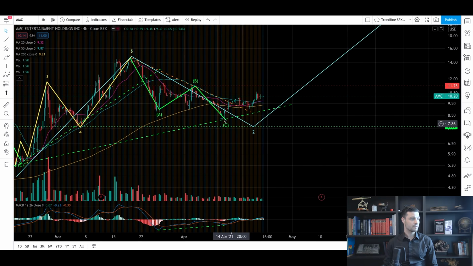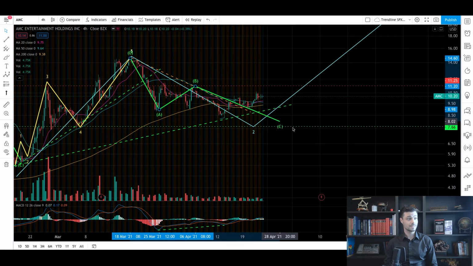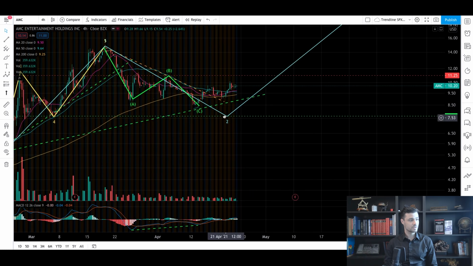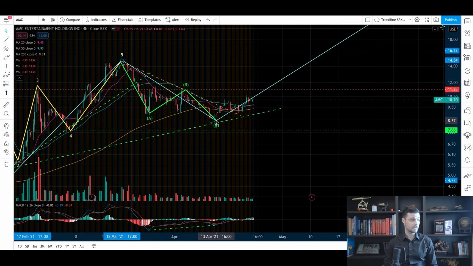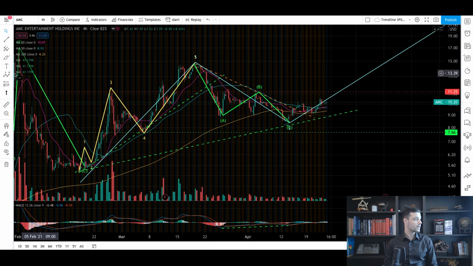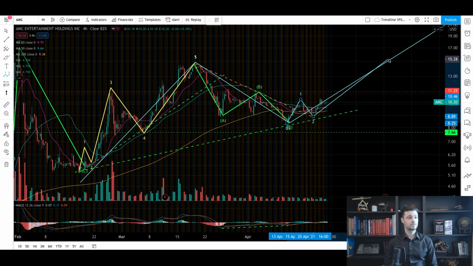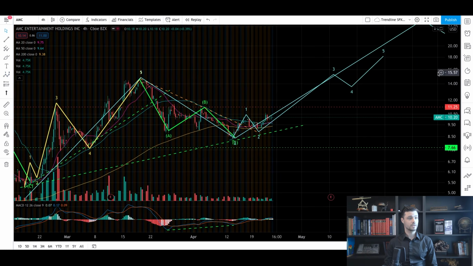Here, the only question I'm having is, is this ABC complete or not? It can be like this. It can also be like this. But for now, what I'm seeing is that here we broke out. We are trading, we're having some bullish development here with higher highs. So I believe the second wave is done, and it is here. And so right now, I think that we are entering this third wave, that is supposed to do something like this.